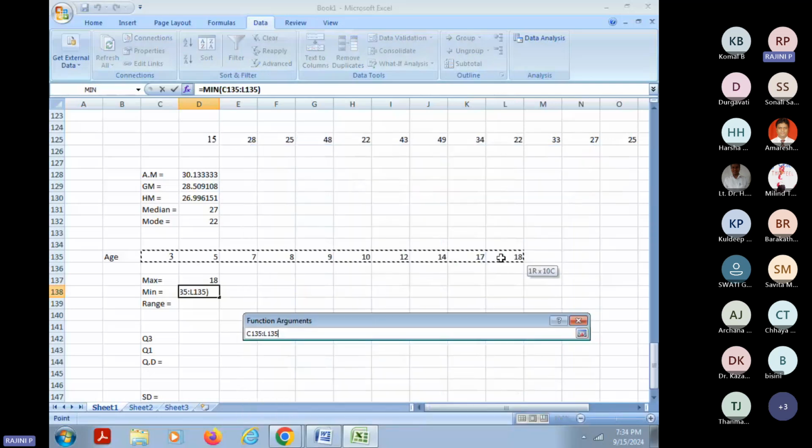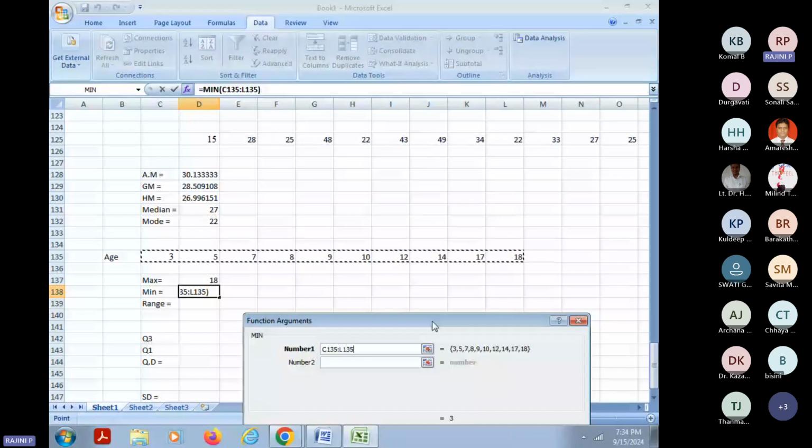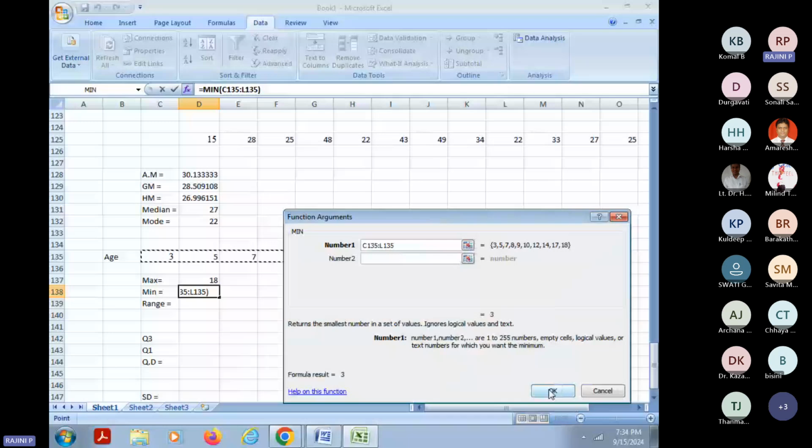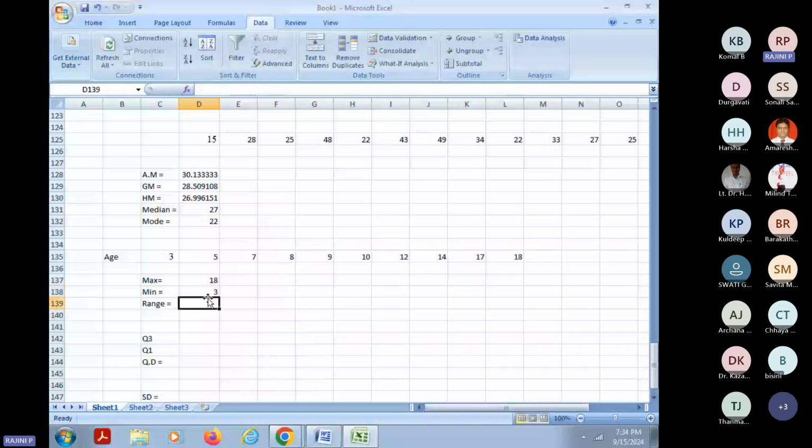And then okay. And range is equal to maximum minus minimum. Enter. Maximum minus minimum. We got it. Next. Okay, did you understand range? Everyone is clear? Yes, ma'am. Okay, thank you. Now go for the quartile deviation.